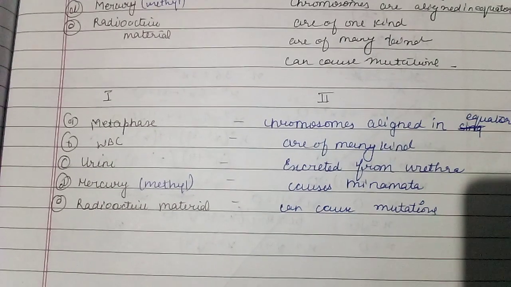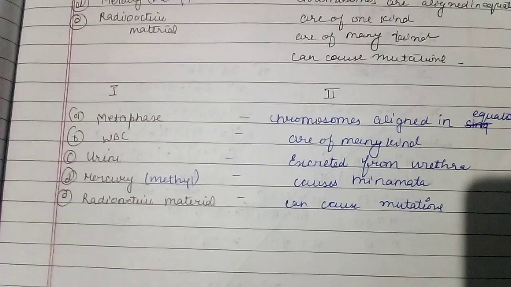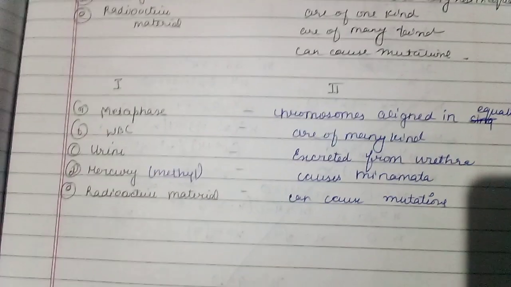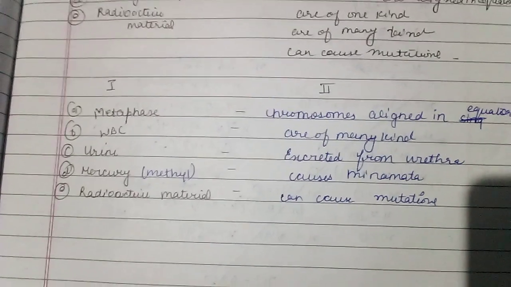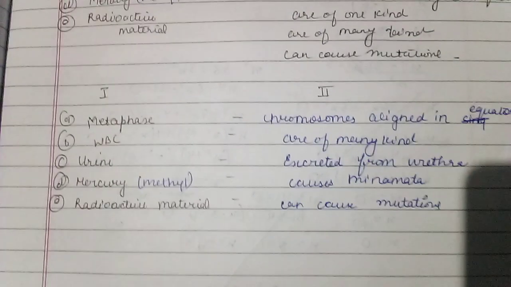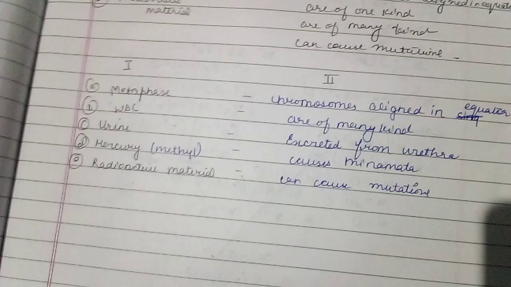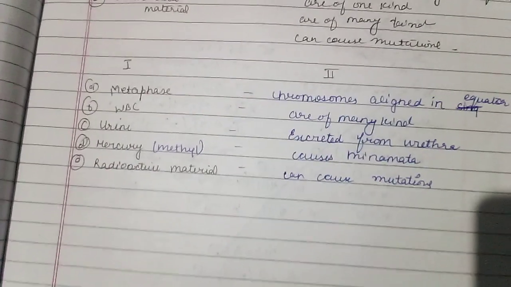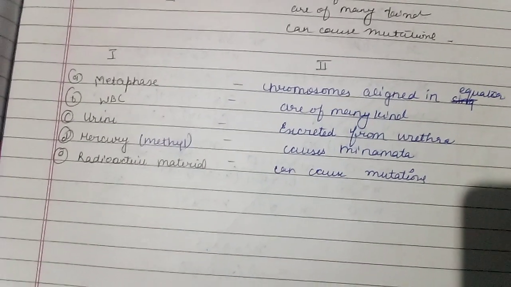Part C, urine. We'll match it to excreted from urethra. Part D, mercury. Methyl mercury causes Minamata disease. Okay, and E, radioactive material can cause mutations. That means a change in the genes, the structure of the genes, a change in the number of chromosomes, a change in the genetic constitution of the chromosome, and all that can happen because of the effect of radioactivity on a cell. This is how it can affect the human body.